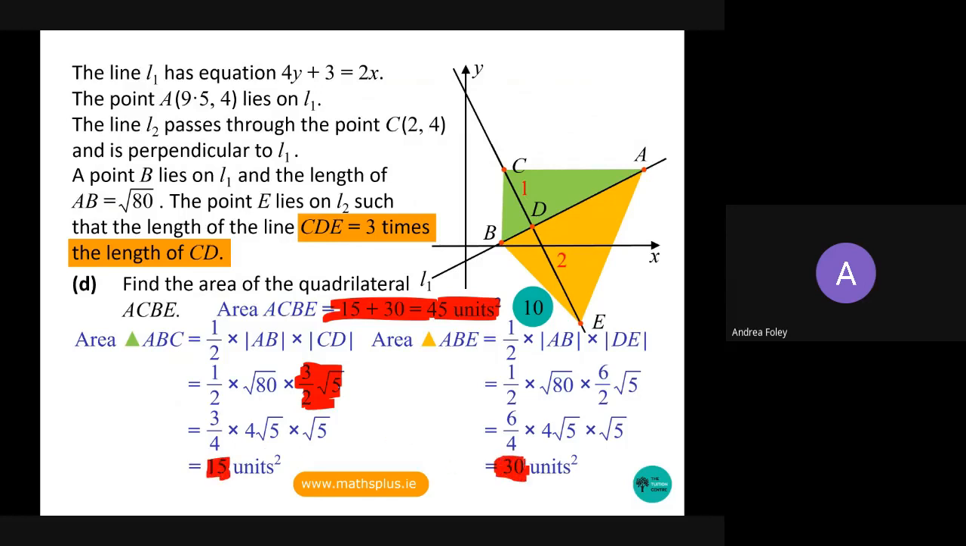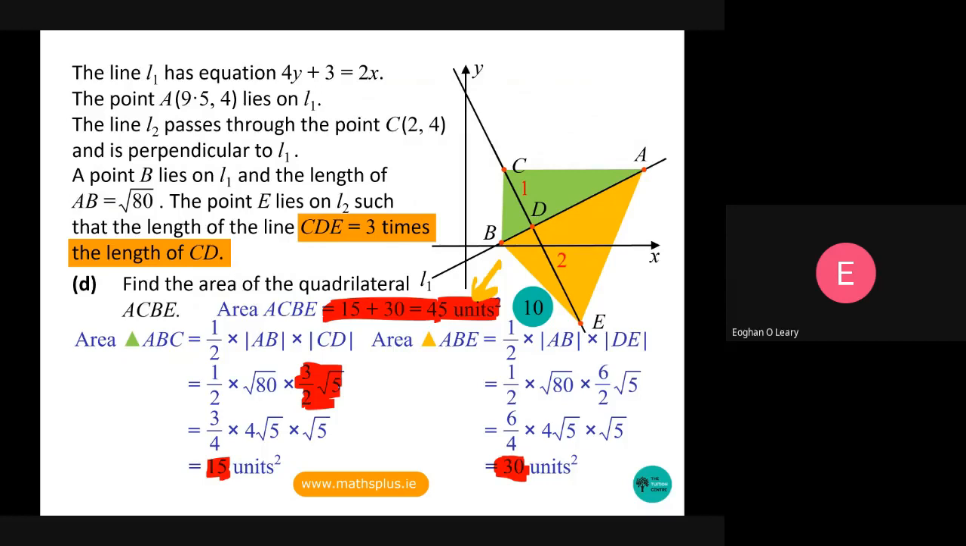And then high partial credit is a final answer, but just one mistake. So you've correctly got one triangle and you've made one mistake on the other triangle, and then you've added them together. That would be high partial credit. This is a starred question, so you do need units to get full credit. So there are 9 marks available if you forget to put in the units at the end of this one. Okay, so 45 units squared for the 10 marks.